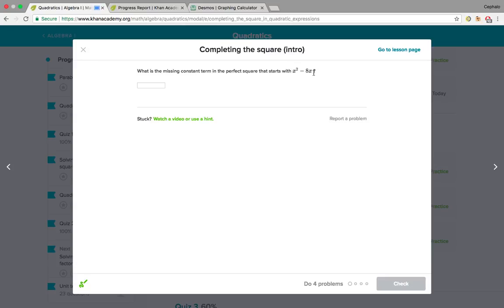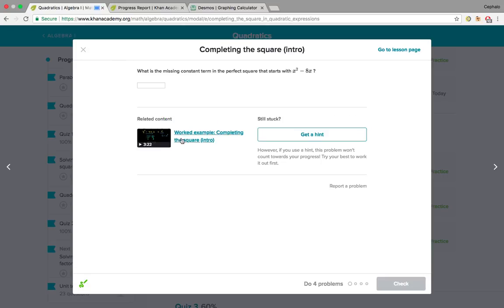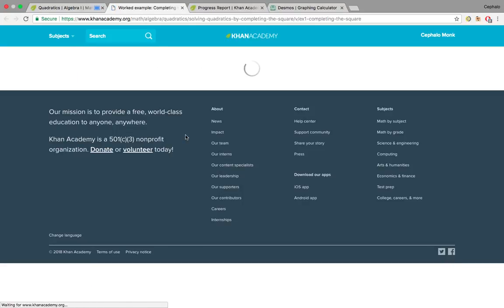What is the missing constant term in the perfect square? Oh my god, I don't know. 8 squared. Yes, 64. I'm going to need to watch a video again.